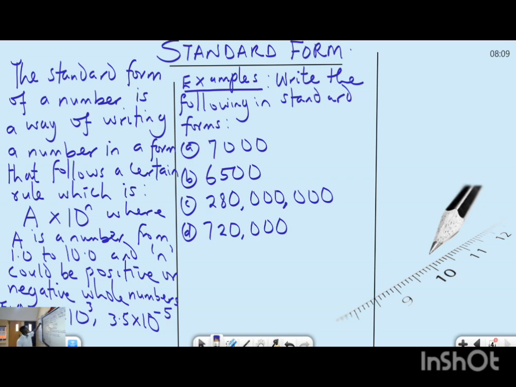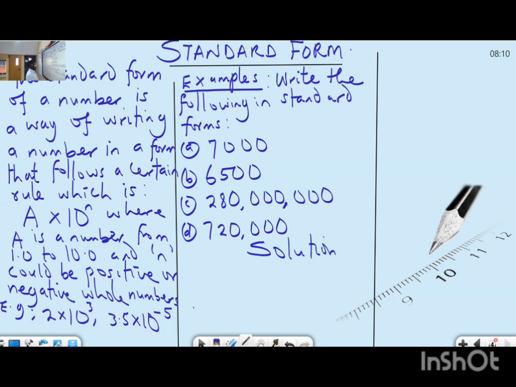So, a quick one. The standard form of a number is a way of writing a number in a form that follows a certain rule, which is a times 10 raised to the power n, where a is a number from 1 to 10, and n could be positive or negative whole numbers. For example, we have 2 times 10 raised to the power of 3, and 3.5 times 10 raised to the power of minus 5. So let's look at some examples to further explain what we're talking about.